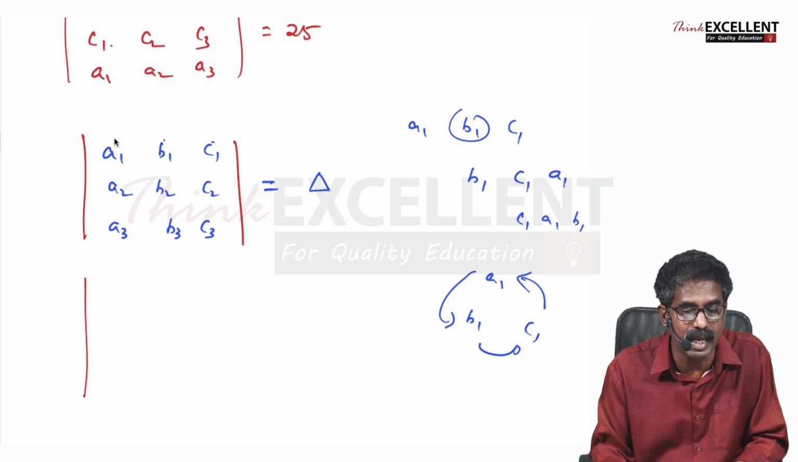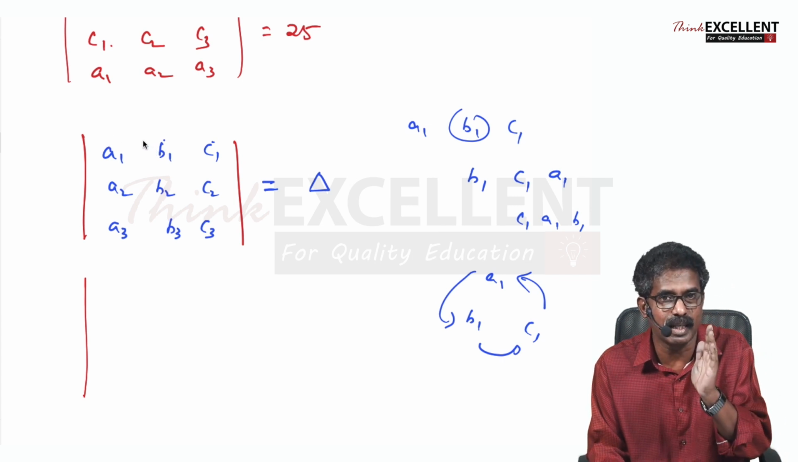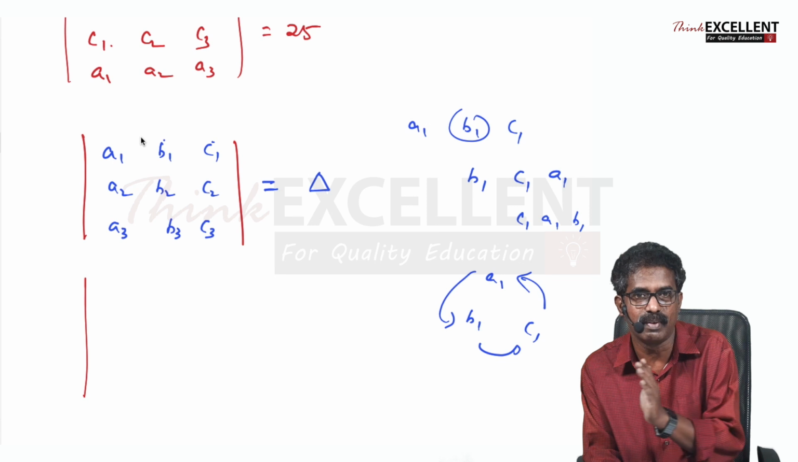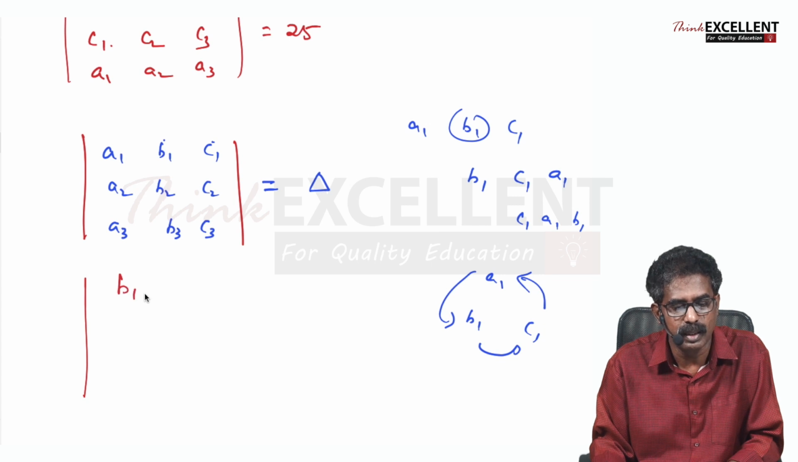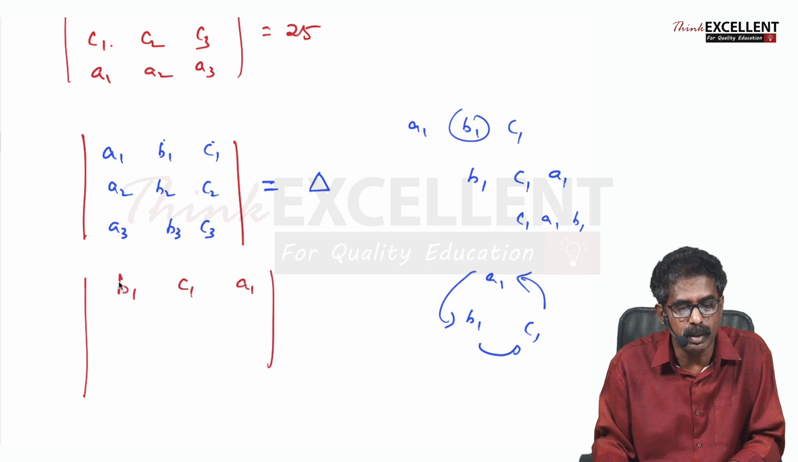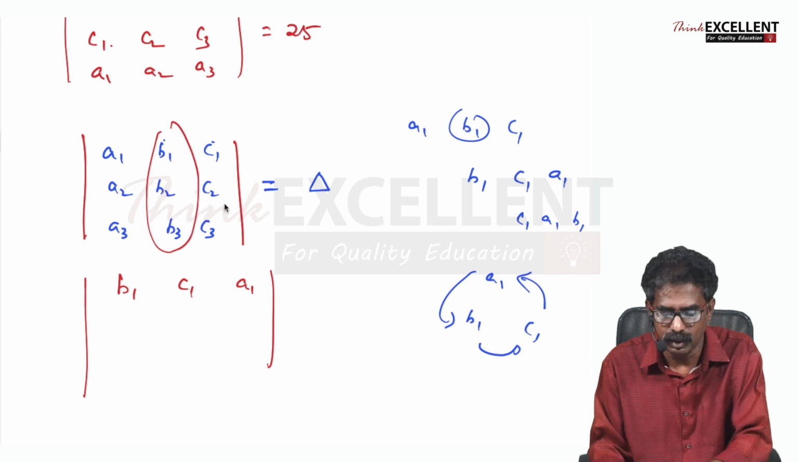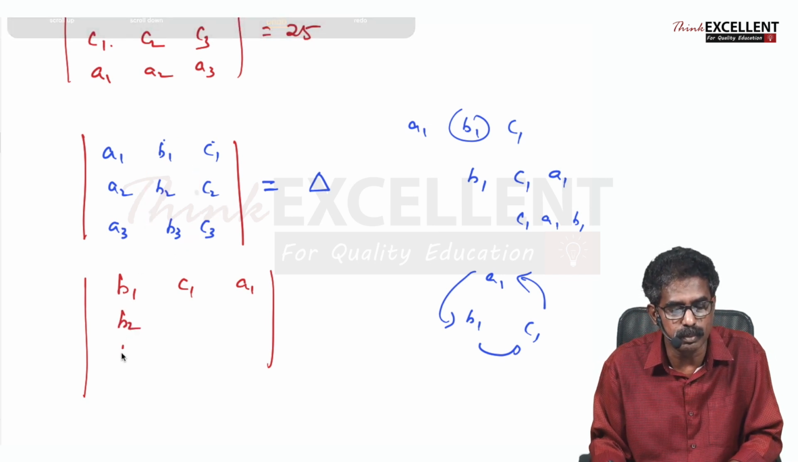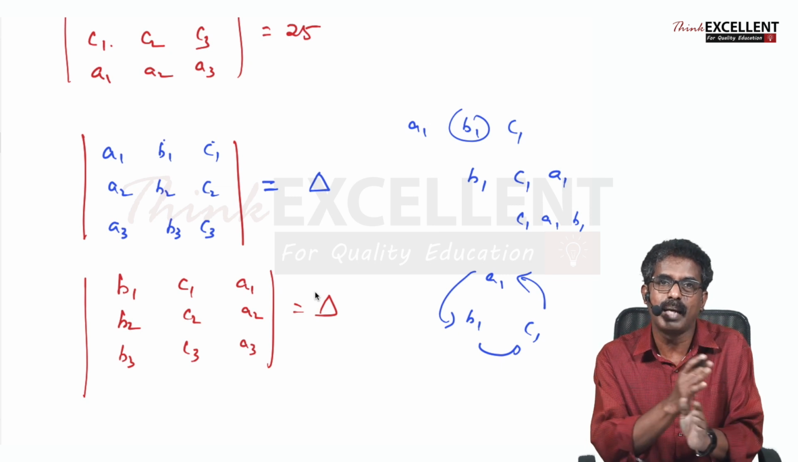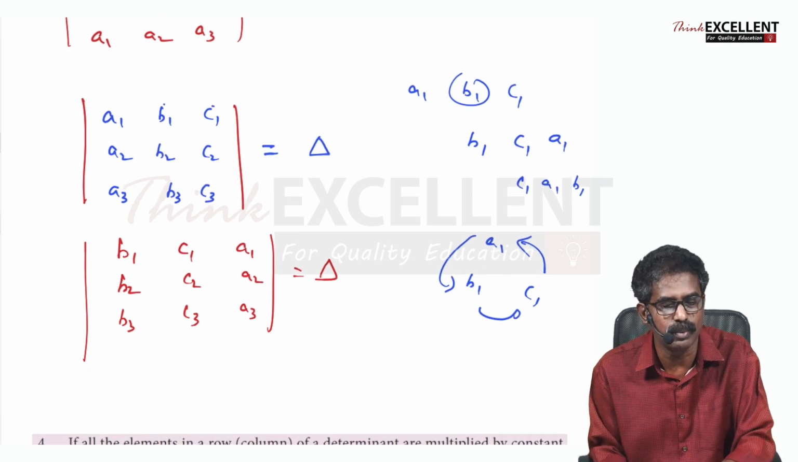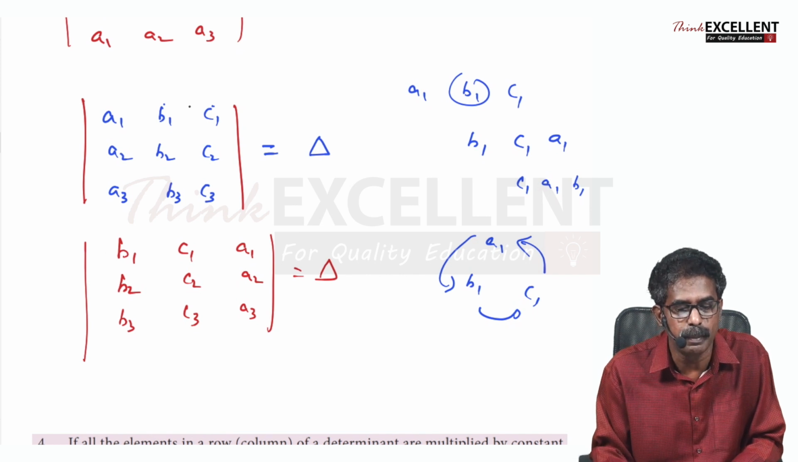So this can be written another way. Instead of starting with A1, you start with B1. A1, B1, C1 becomes B1, C1, A1. B1 means that column fully: B1, B2, B3. C1 means C1, C2, C3, and A1 means A1, A2, A3. The value remains the same, because actually you are interchanging two times. You can check this. How do you get this one? B1 is first here, so B1 and A1 are interchanged, giving B1, A1, C1. One interchange.